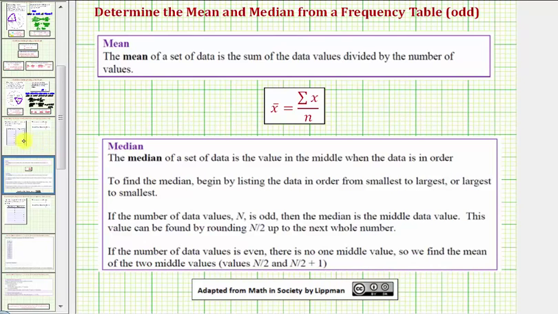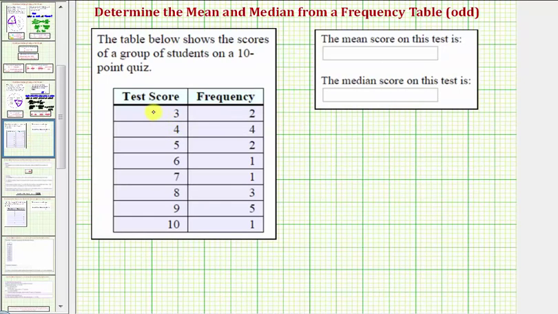So going back to our frequency table, let's first determine the number of data values by summing these frequencies. If we sum this column here, we get 19, which means there are 19 test scores. And therefore, to find the mean, which we'll label x bar, we want to find the sum of the 19 test scores and then divide by 19. Instead of writing out all 19 test scores, though, let's look at how we can use multiplication to help us find the sum of these test scores.